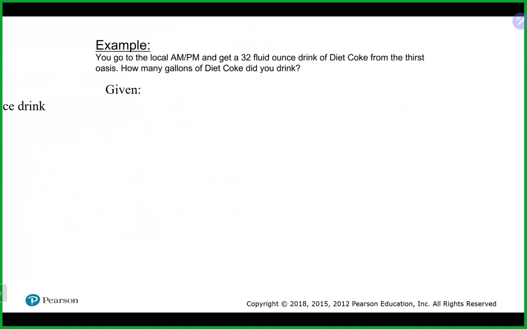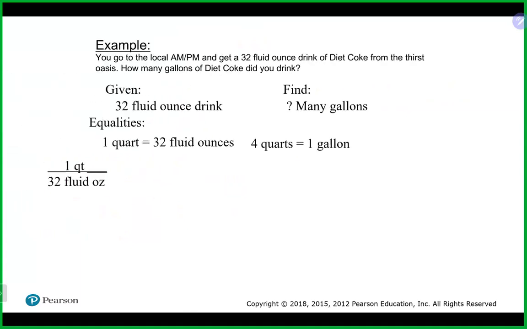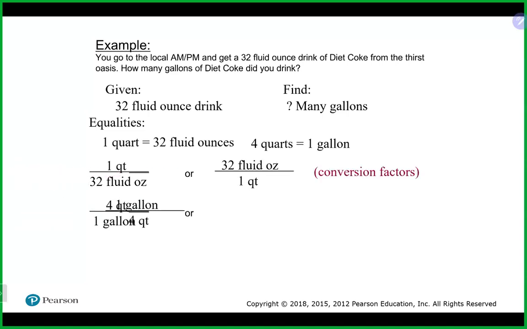All right, so you were working on this problem. So let's go through it here. If you go to your AM PM and get your 32 fluid ounce drink of Diet Coke, we want to know how many gallons you would have drank.